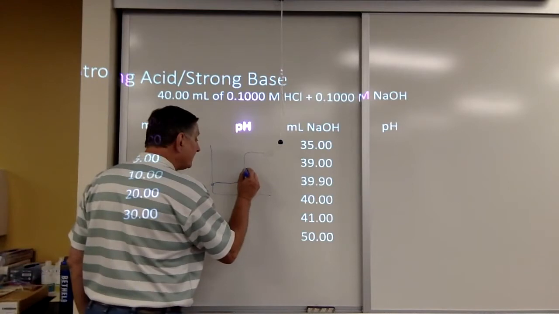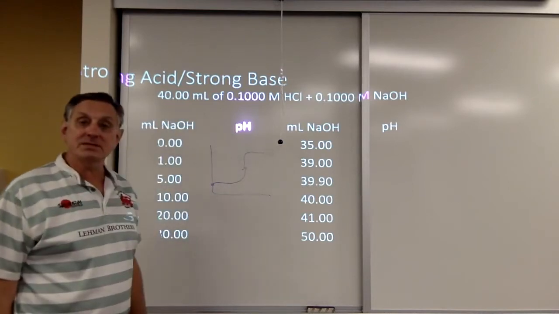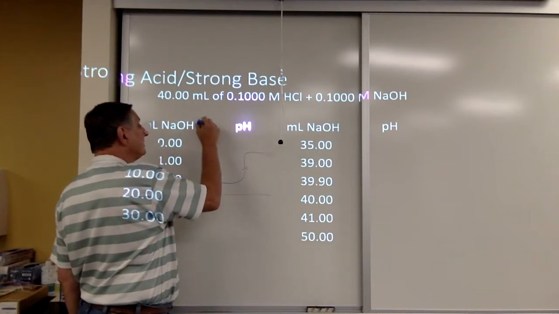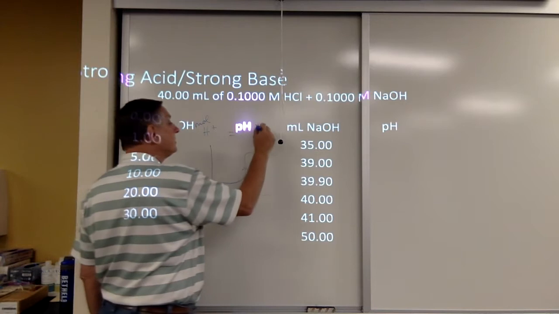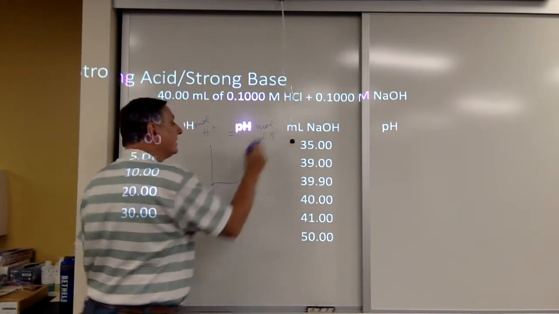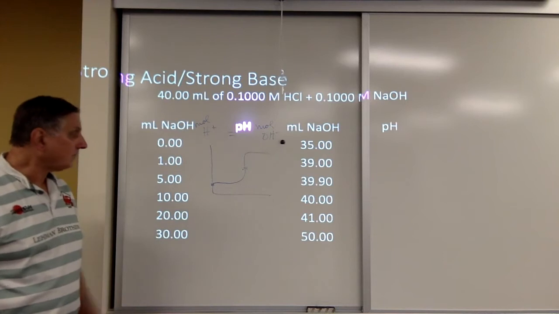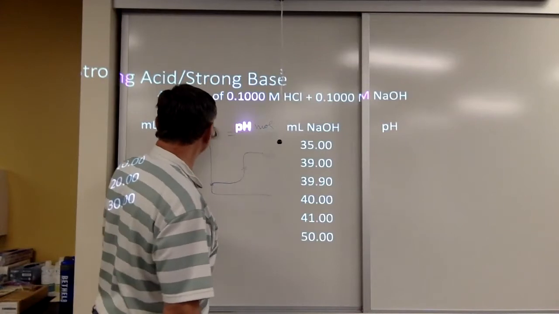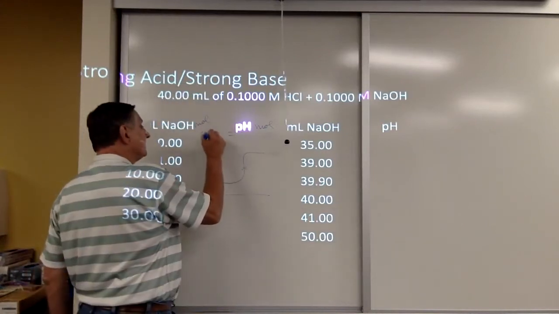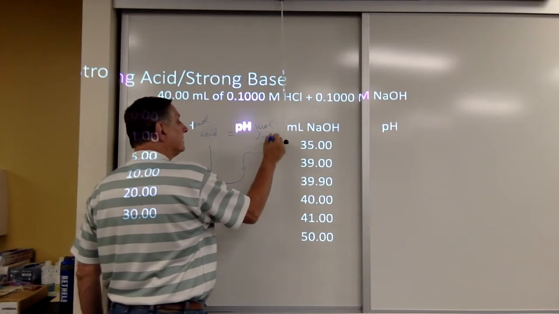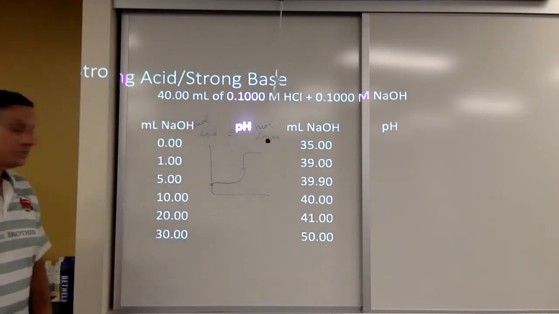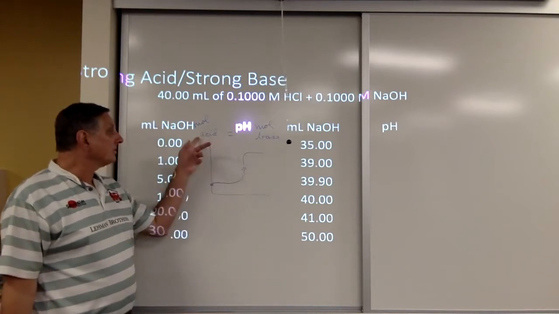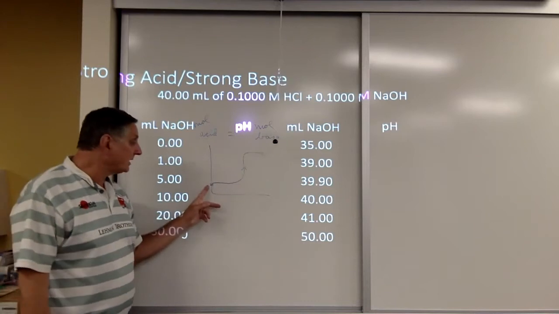And this point right here is very important because this is called the equivalence point. This is when the moles of hydrogen ion are equal to the moles of hydroxide ion, or the moles of your acid are equal to the moles of base. So it's not always hydrogen and hydroxide. In an acid-base titration, which is by far the most common type of titration one does, this point is where the moles of acid are equal to moles of base. At the beginning, it's all acid.